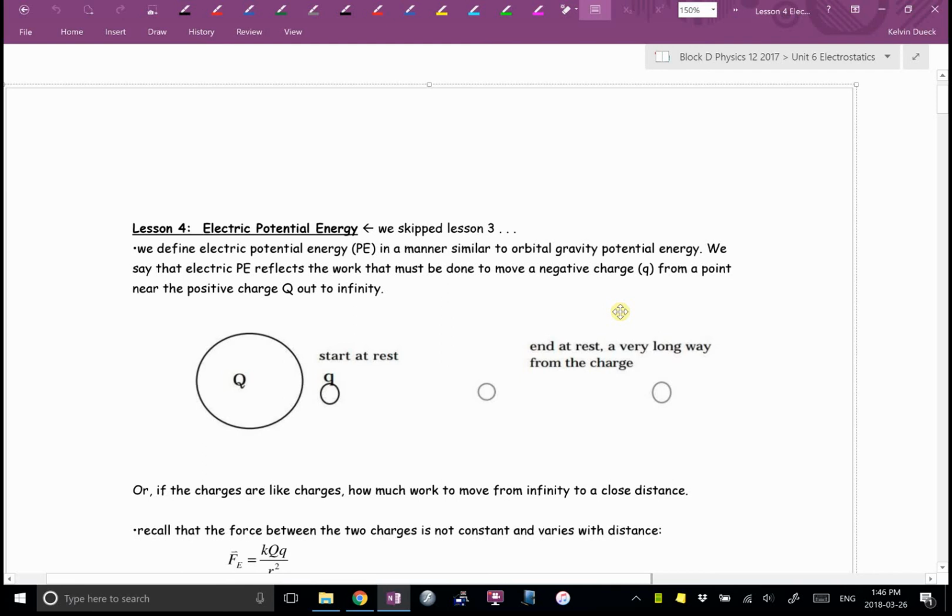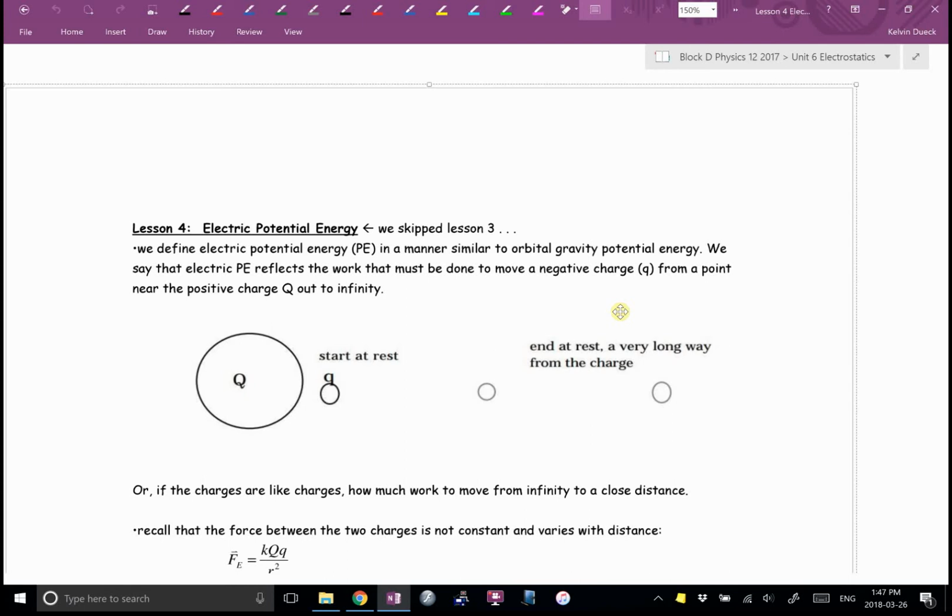We're going to define electric potential energy, PE, in a similar manner to gravitational potential energy. What was gravitational potential energy? It was how much energy it took to lift something from the surface of a planet into outer space. We're going to say that electric potential energy reflects how much energy, the work, it takes to move a negative charge from a point near a positive charge out to infinity.